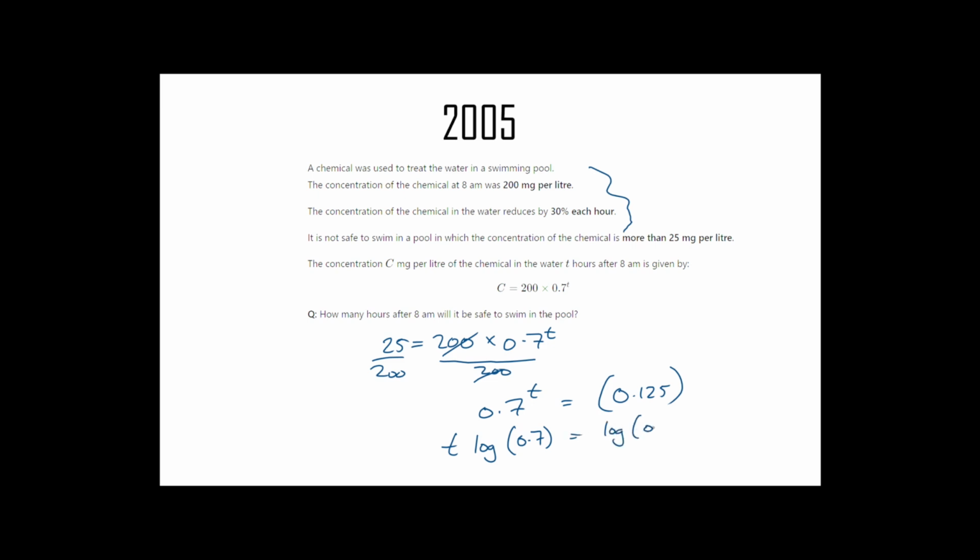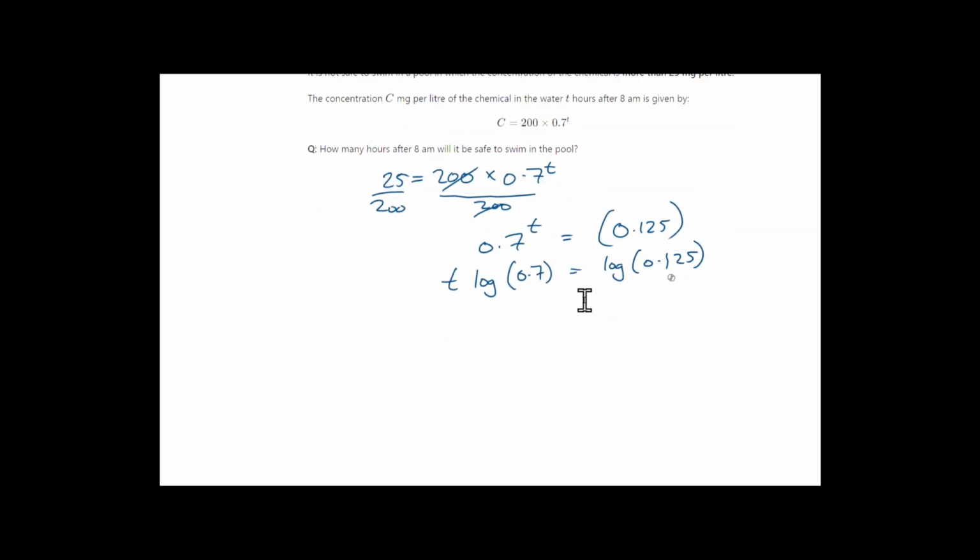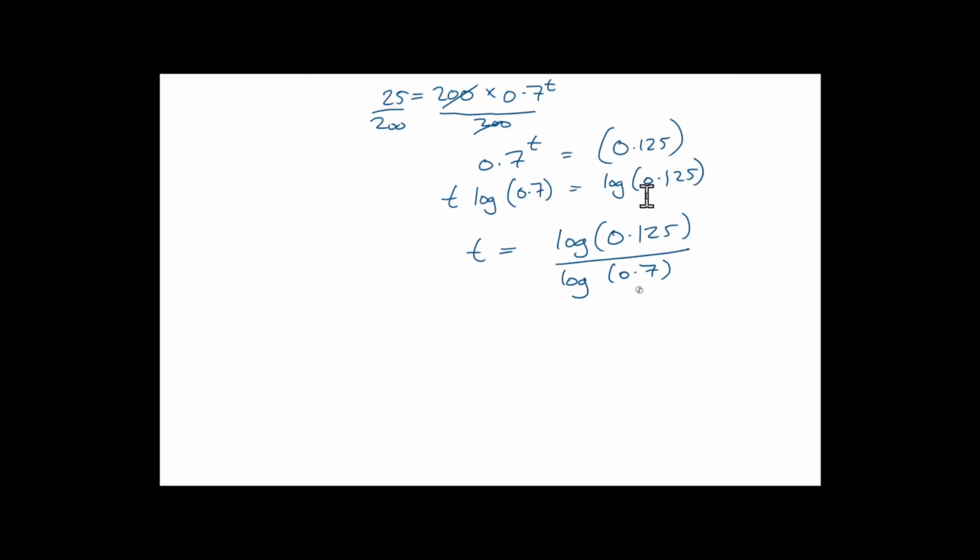And whatever we do to one side, we have to do the other side as well. So therefore t is going to be equal to log of 0.125 over the log of 0.7. Those are both going to be negative, but they're going to cancel. And don't, for goodness sake, again, don't think that that equals log of 0.125 over 0.7. You could say that, but you'd be wrong.